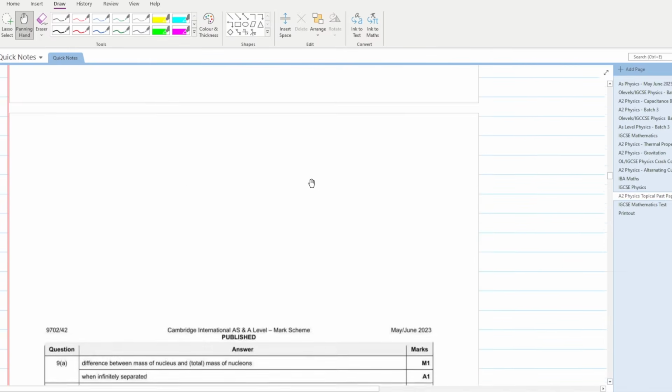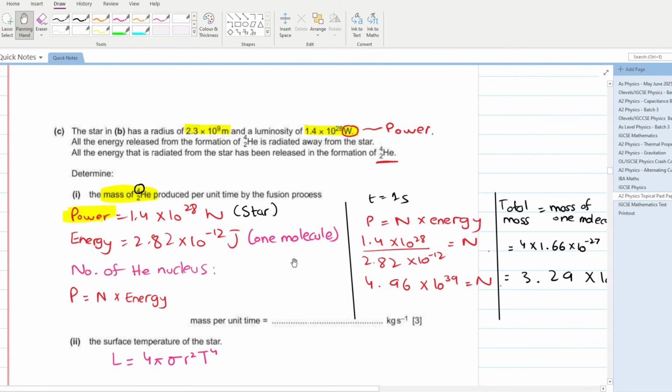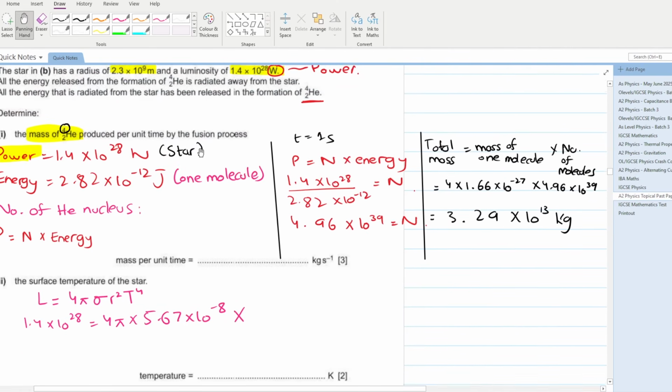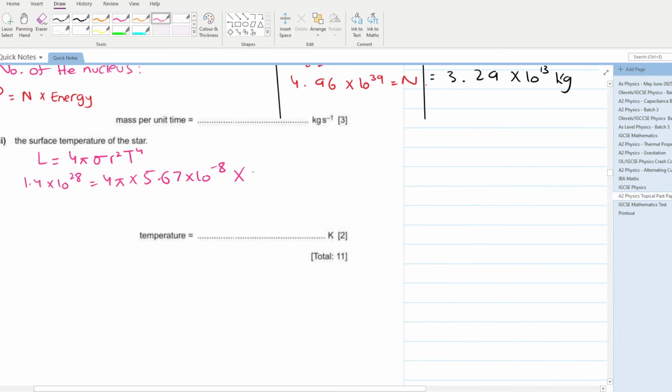Simple as that. Next we have to calculate the surface temperature of the star. Luminosity is equal to 4 pi Boltzmann constant r square T power 4. You already know the luminosity, that is 1.4 into 10 raised to the power of 28. The Boltzmann constant is 5.67 into 10 raised to the power of minus 8. What is your radius r? Radius r is 2.3 into 10 raised to the power of 9, whole square, into temperature power 4.